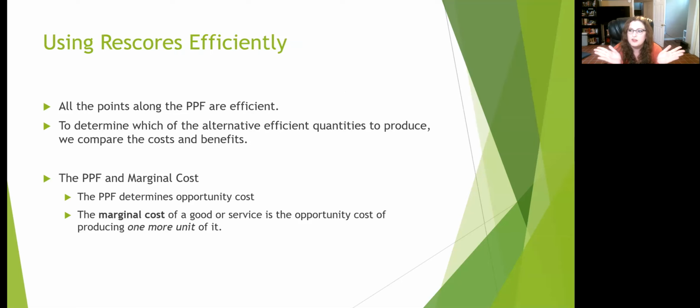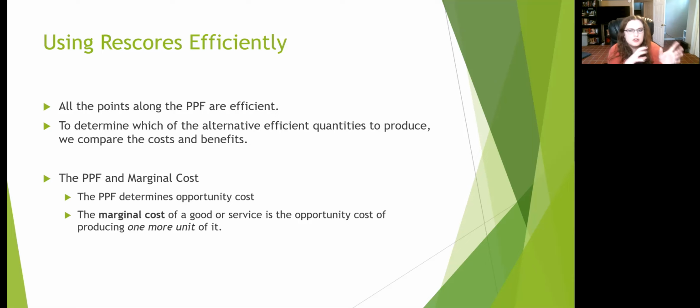Technically, all points along the PPF are efficient. Now, does that make them smart? Having 5 million pizzas technically can use all of my resources, and I'm using all of my resources, that's sufficient. But that means that we have no soda and nothing to drink in the world. Maybe that's not the best idea.